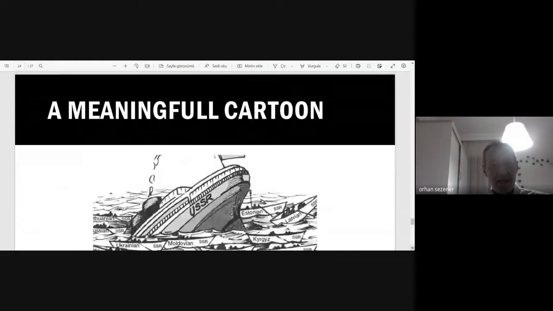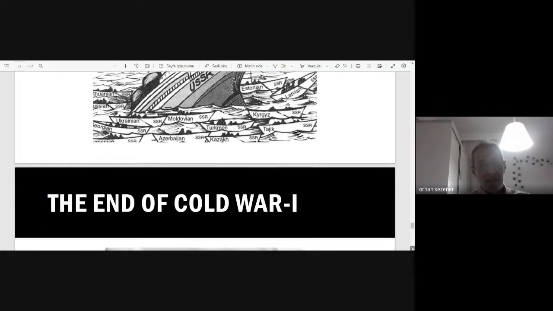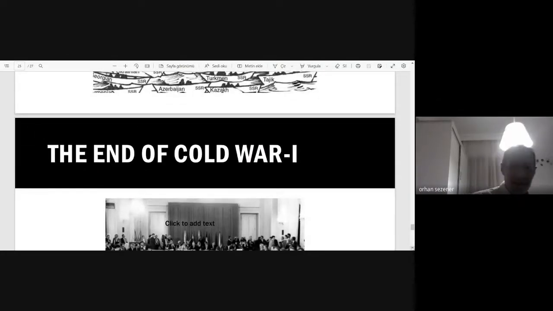The coming cartoon is a very nice cartoon showing the sinking of a ship, implying the collapse of the USSR. Smaller boats around the sinking boat are the former communist countries, and the collapse of the system in Moscow triggered the collapse of communist rule in all of these little countries surrounding the USSR, which originally came together in the shape of the Warsaw Pact.